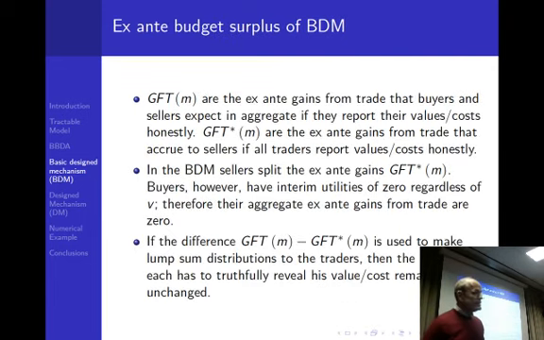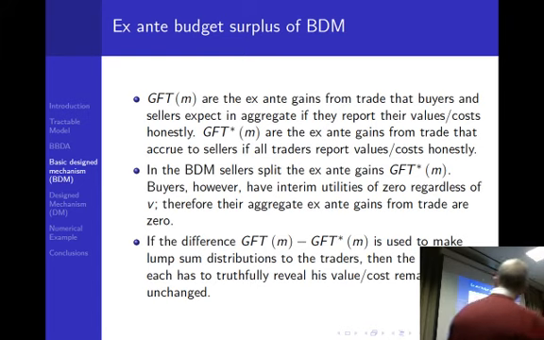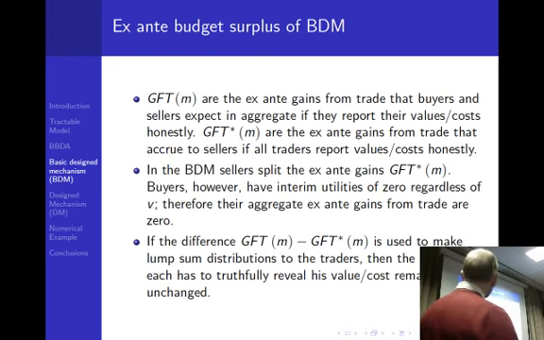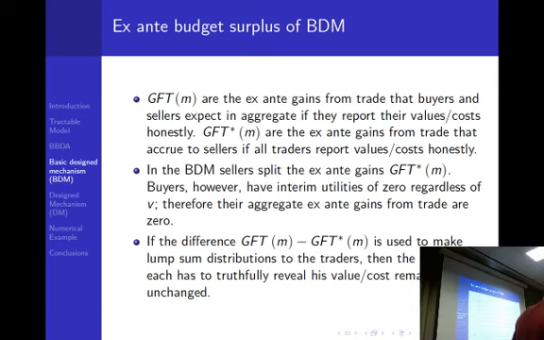Okay, what about the ex-ante budget surplus? Well, gee, in the basic design mechanism, we've got the buyers ex-ante break even, and so the gains from trade, GFT, remember, it's the ex-ante gains from trade that buyers and sellers expect in aggregate. They report their values and costs honestly, and then we just do the buyer's bid double auction. So that's what we should get in efficiency.